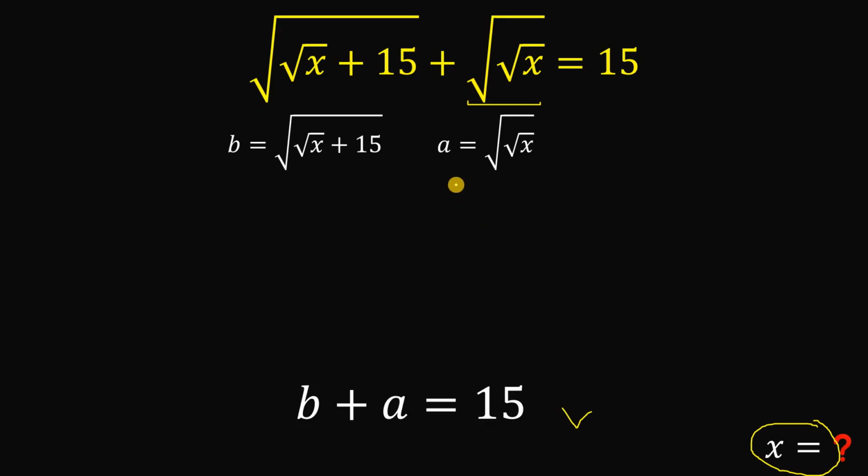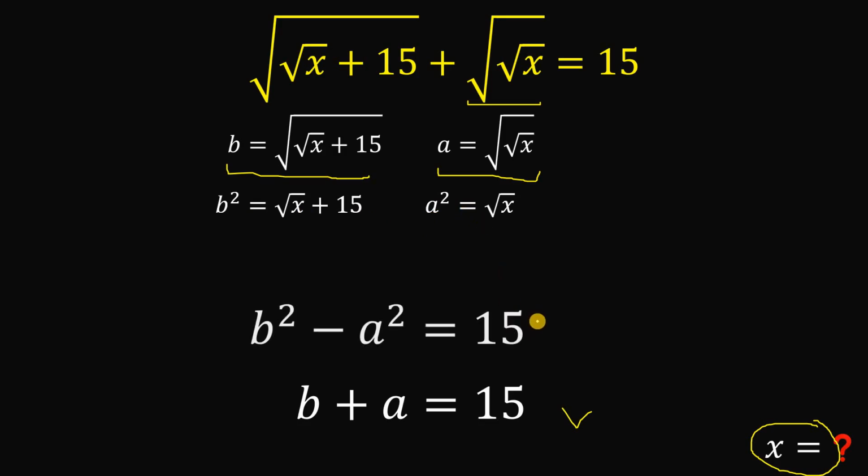Now, the good thing in using the variables a and b here is when we square this equation, we get that a squared equals square root of x. And if we square this equation, we have b squared equals square root of x plus 15. Now notice, if we subtract b squared and a squared, we eliminate square root of x. So b squared minus a squared equals 15.